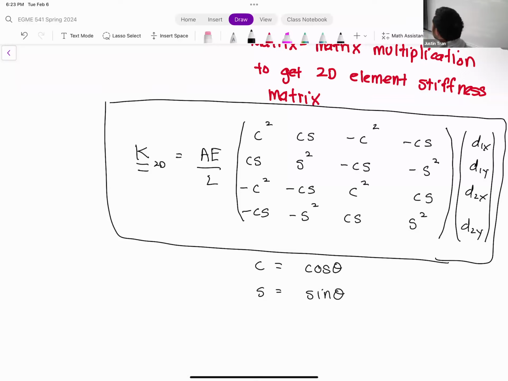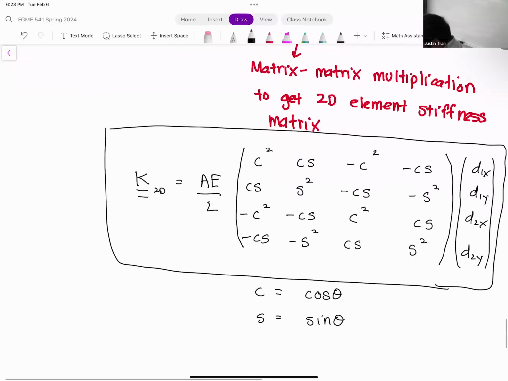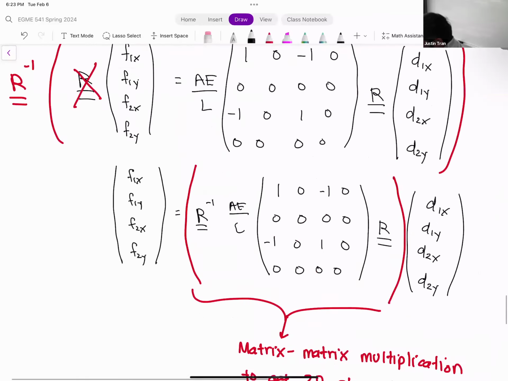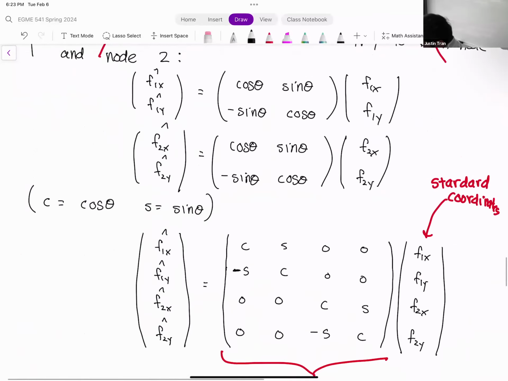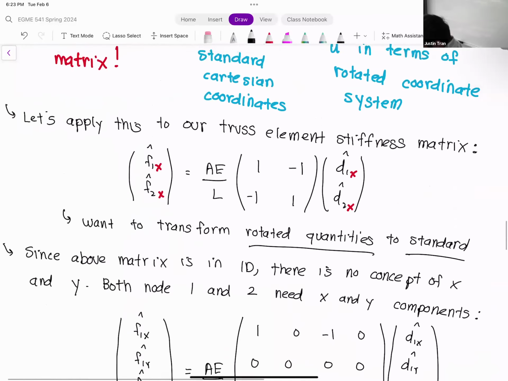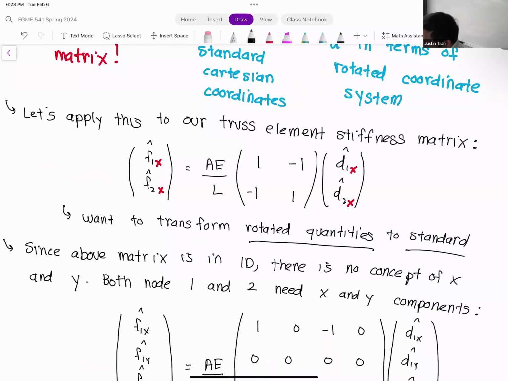Any questions on how we obtained this result here? Sure. How we got here was kind of a desire, because we started out with our 1D element stiffness matrix system here, right?